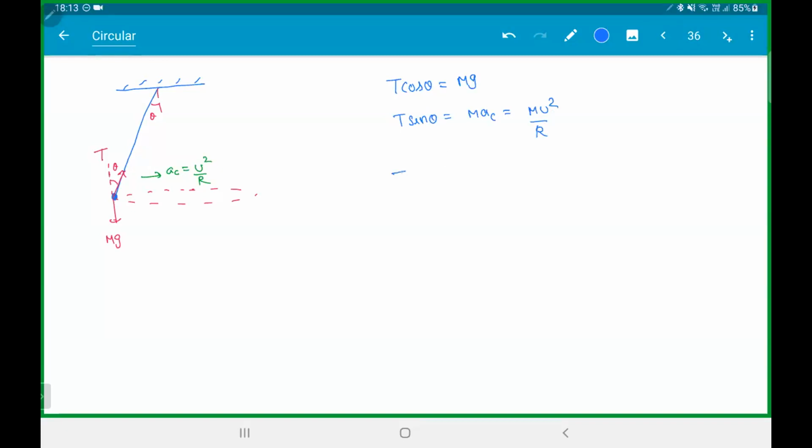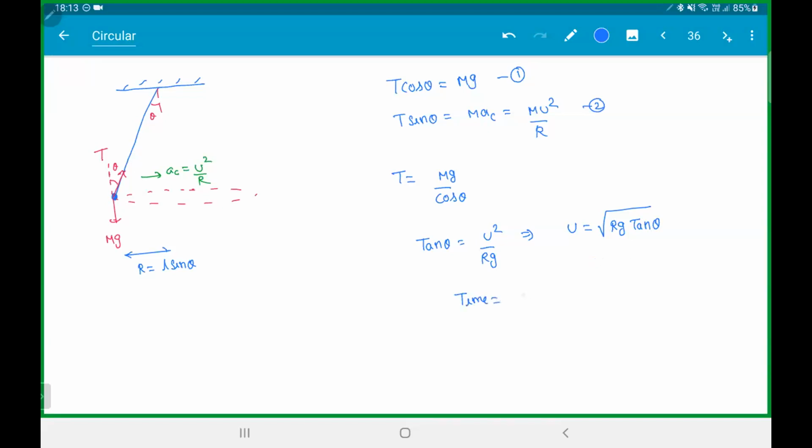From the first one, you get tension is mg by cos theta. Straightforward. And if you take this T and put it in equation 2, you'll get tan theta is equal to u square by rg. But what is r here? This is the radius, which is nothing but L sine theta. So u will be root over rg tan theta. R is L sine theta.